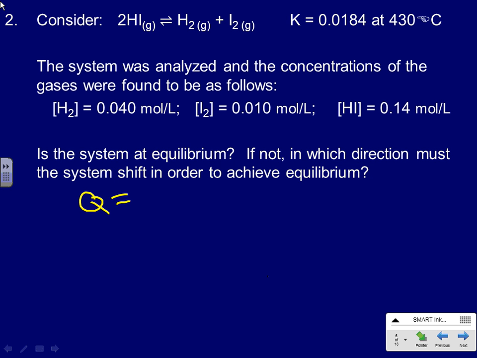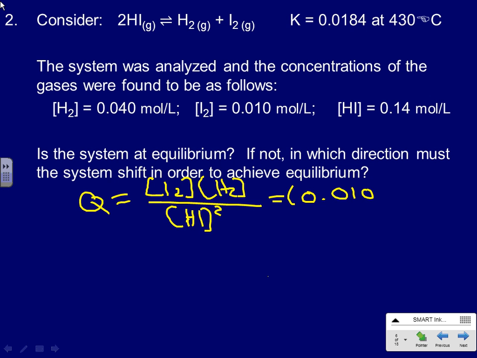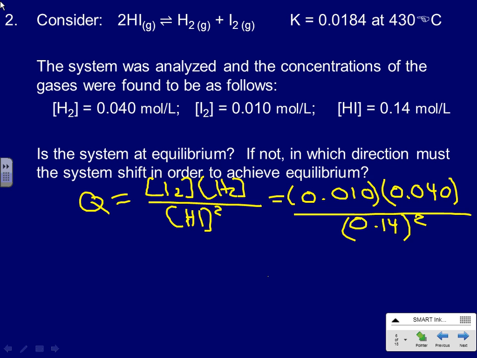You've probably already done the whole analysis, which is excellent. Concentration of I2, concentration of H2, concentration of HI squared. Now we're going to put in the numbers. H2, I2, 0.010, H2, 0.040, and 0.14, and that's all going to be squared.